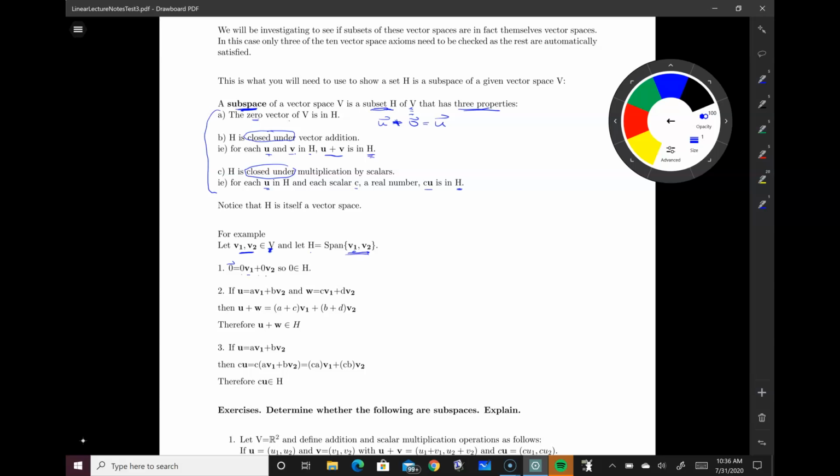Then it's closed under addition because my u vector is equal to a and b times v1 and v2, and my w vector is c and d times my 2 vectors. Then when I add them together, I get a linear combination of v1 and v2. That means it's in the span, so it's closed under addition. It's closed under scalar multiplication because if I have this vector u that's inside the set H, then I can take that u and multiply it by c and it stays in the span, and so it stays in the subspace H.